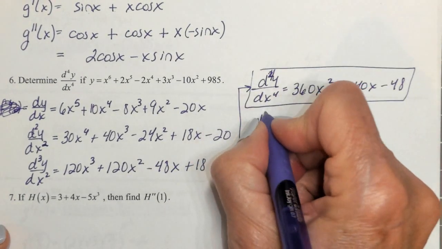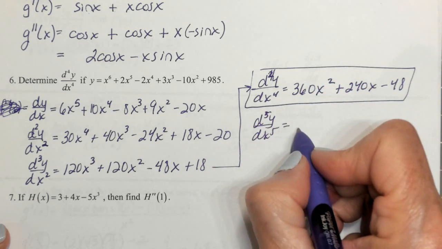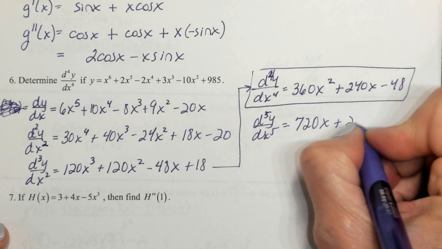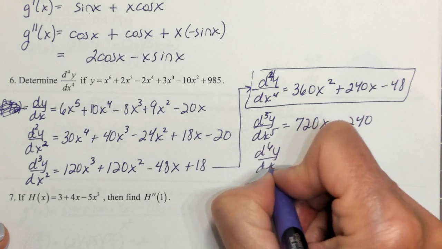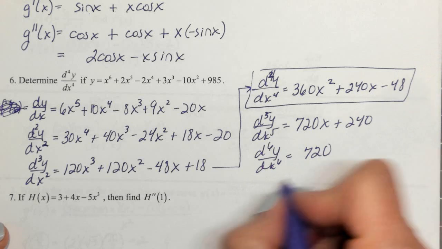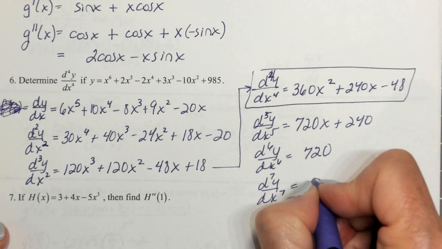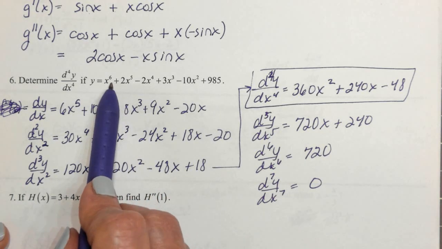We could keep on going, because why not? The fifth derivative would be 720x plus 240. The sixth derivative would be 720. What would the seventh derivative be? 0. We started with a sixth degree polynomial.